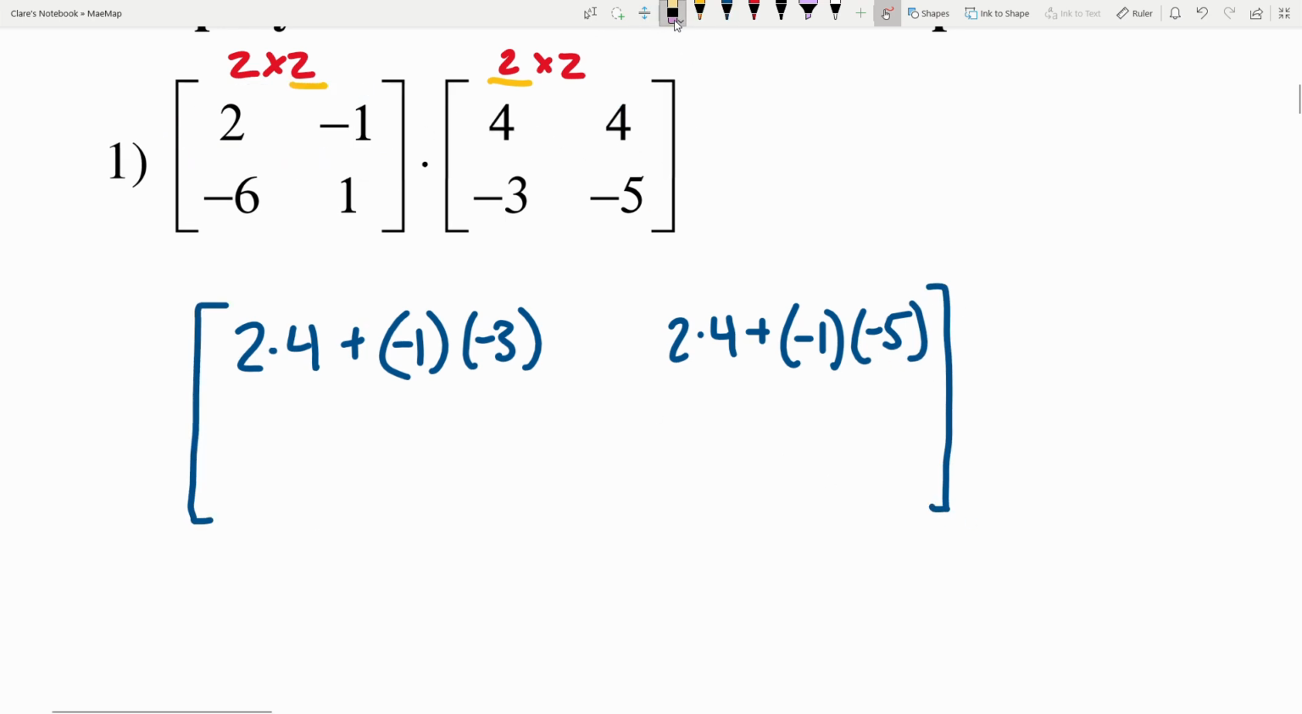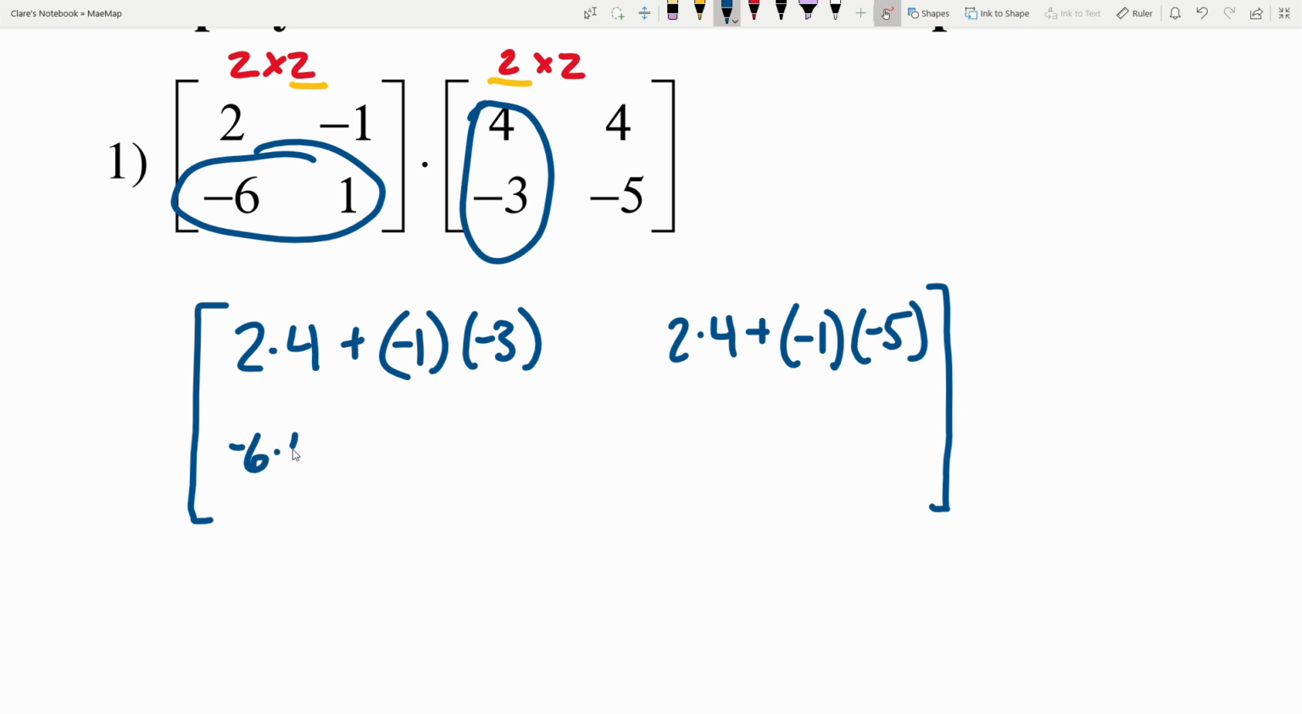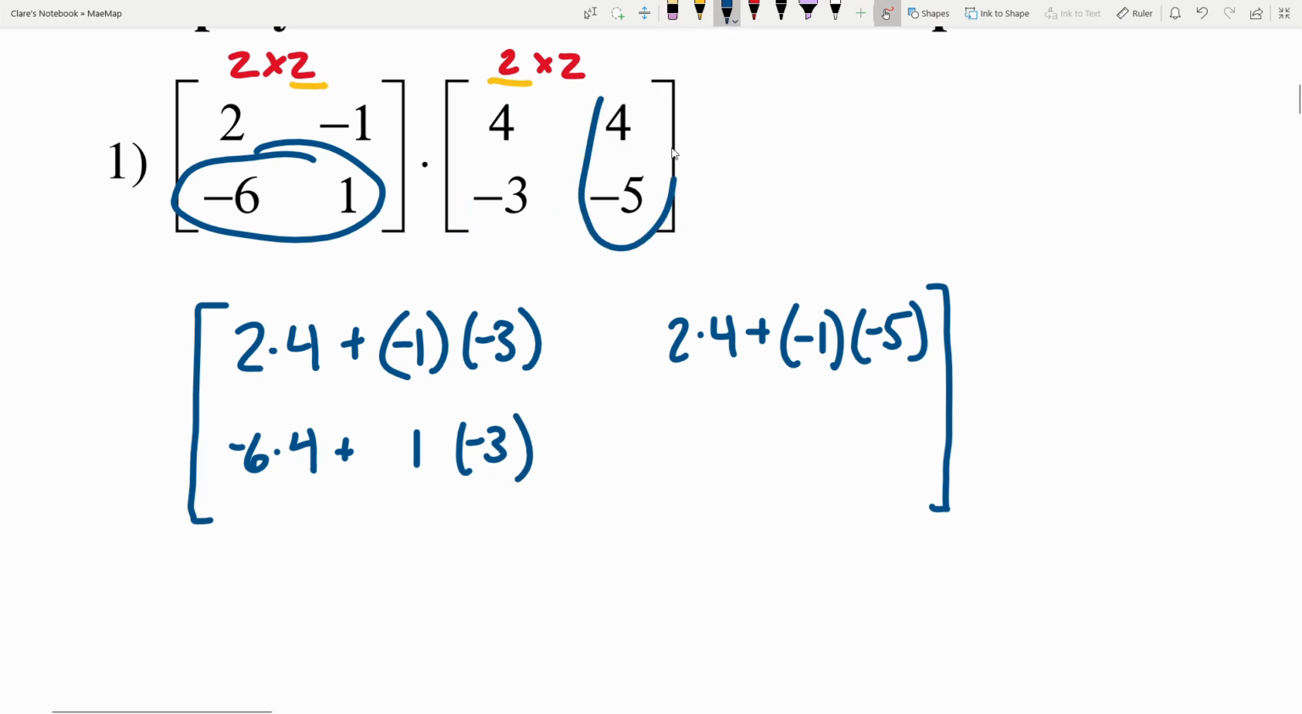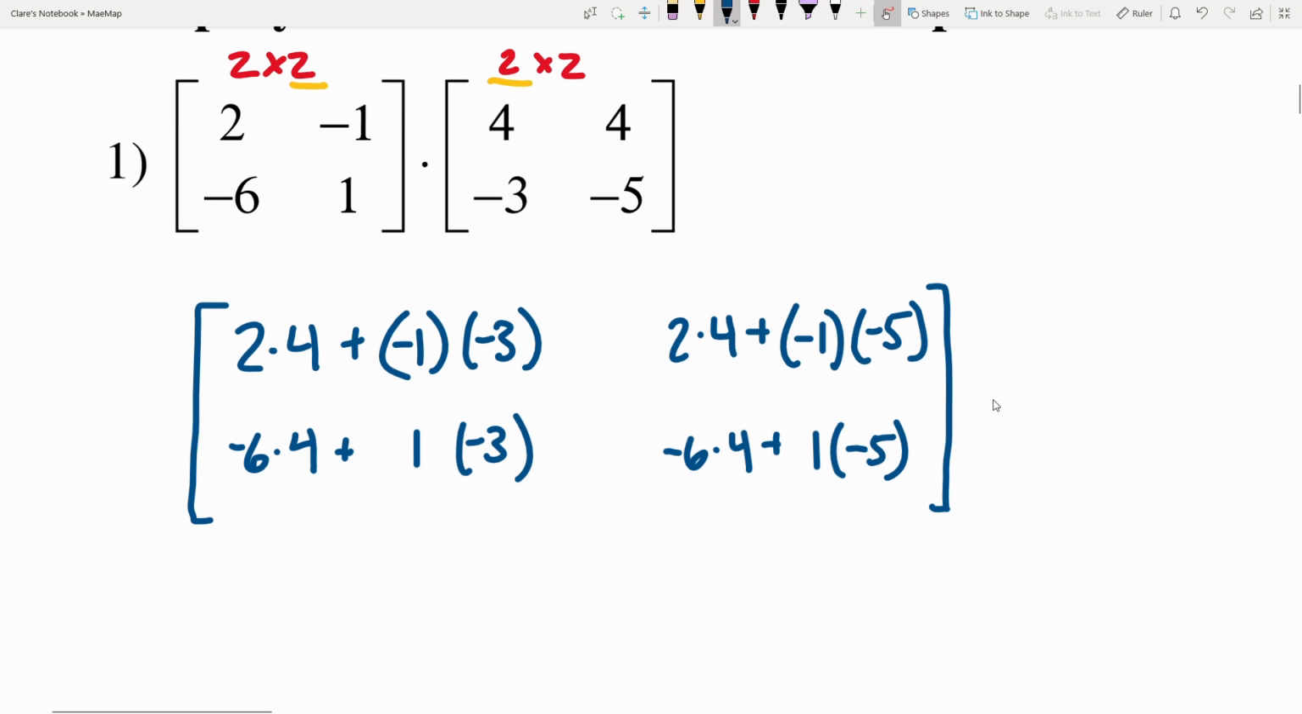Now on to figuring out my second row. -6, 1, dotted with 4, -3. That would be -6 times 4 plus 1 times -3. And then dotting the second row with my second column, that's going to be -6 times 4 plus 1 times -5. Now, I just have to finish out the math.